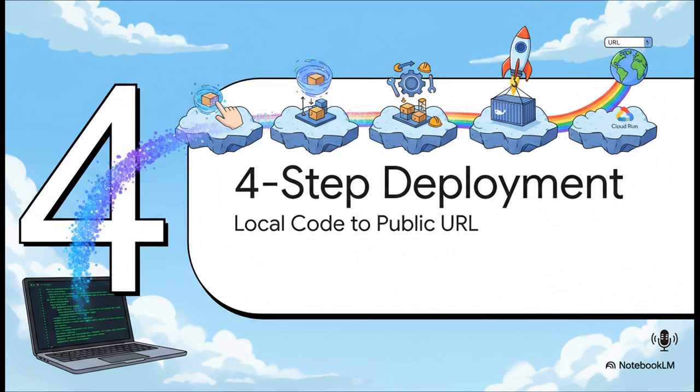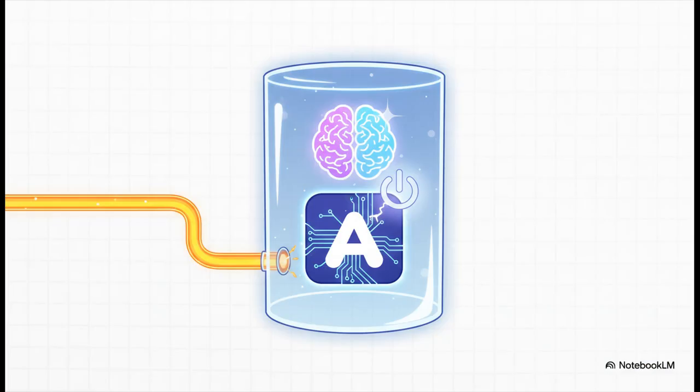I'm going to show you how to go from your local code to a live, public URL on Cloud Run in just 4 main steps. Step 1. You have to make your app container ready. This just means it needs to listen for requests on a port that's specified by an environment variable called PORT. Cloud Run sets this for you automatically.